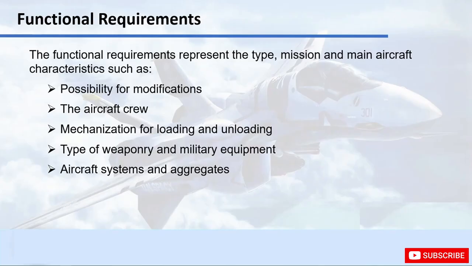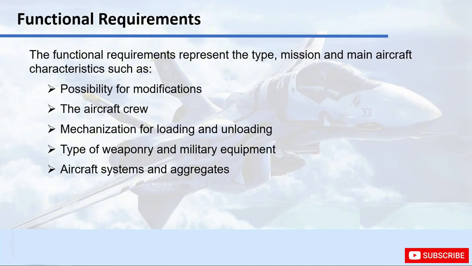Hello everyone, today we are going to talk about the requirements that we will have for our future aircraft. And the first requirements we are going to talk about are the functional requirements. So these are how many members the aircraft crew is going to have, what the mechanization for loading and unloading of our aircraft is going to be, whether we have weapons on our aircraft and where they are going to be positioned, and this is specifically for military aircraft. What are the aircraft systems and aggregates? This is not necessarily our job as people who are going to design this aircraft, but depending on the type, we can just think about it, aware of what direction our project is heading.